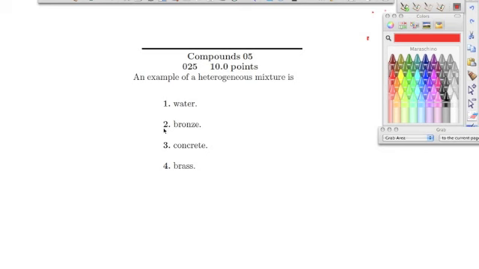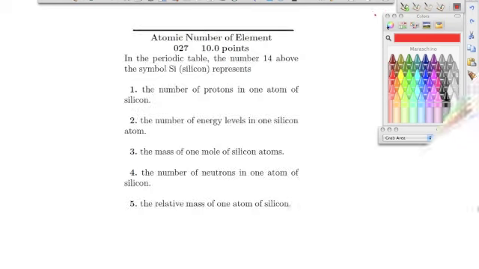Bronze, on the other hand, is a metal. It's a mixture of metals. But when we look at it, we don't see individual pieces of the metal within the bronze. Brass is the same thing. It's a mixture of metals, but we don't see the individual flakes of the different metals within that mixture. But if we look at concrete, you can see the particles that are in it. You can see the little rocks that are in it. You can see the different particles within that mixture. So concrete would be an example of our heterogeneous mixture.